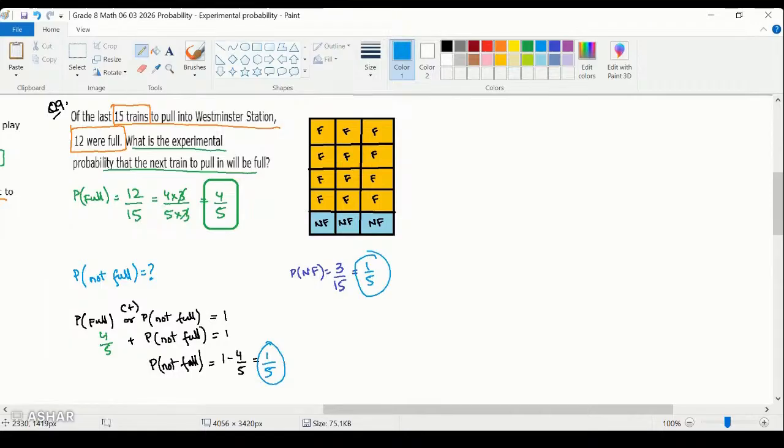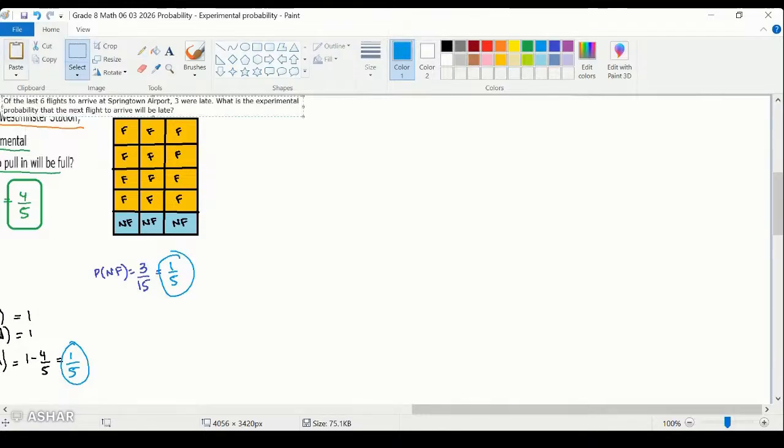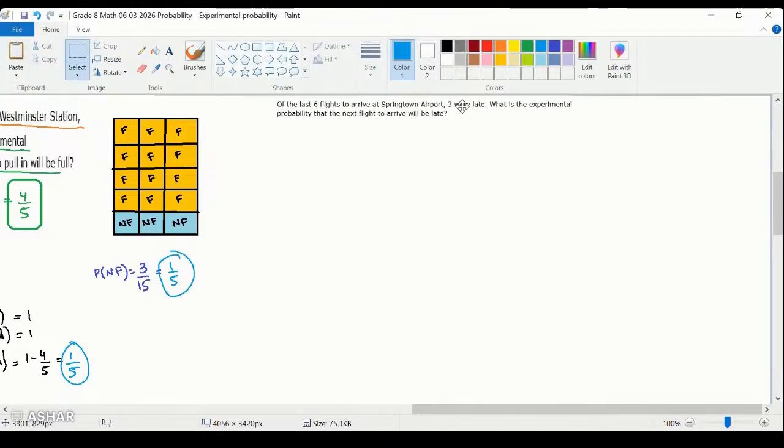Let's have a look at another example. For the next question, it says, of the last 6 digits, oh, sorry, last 6 flights. I read the wrong question. Okay. Let's say in question number 10, let me just realign this.